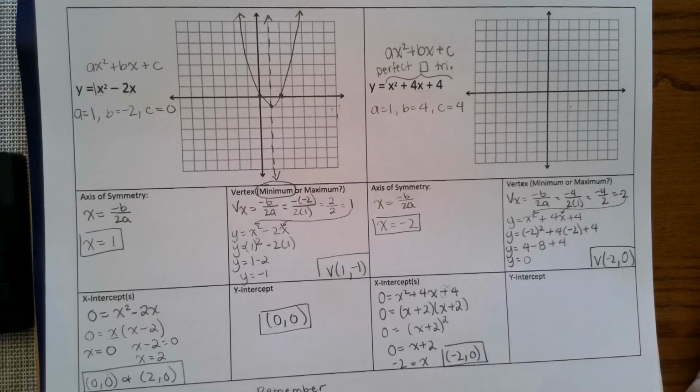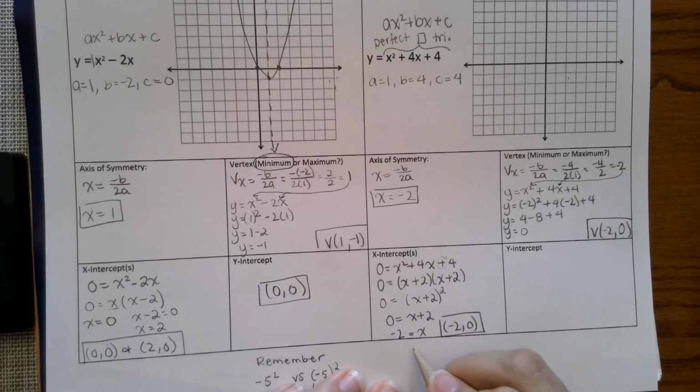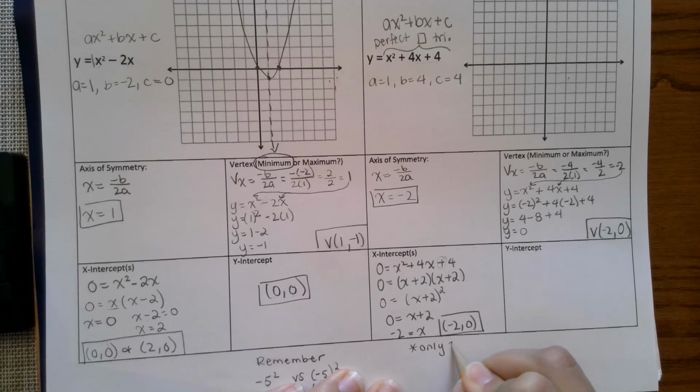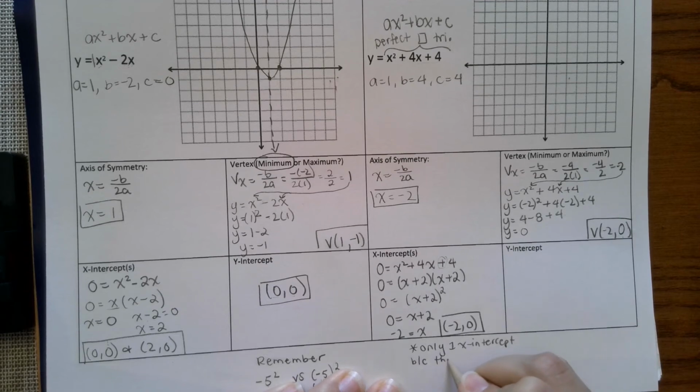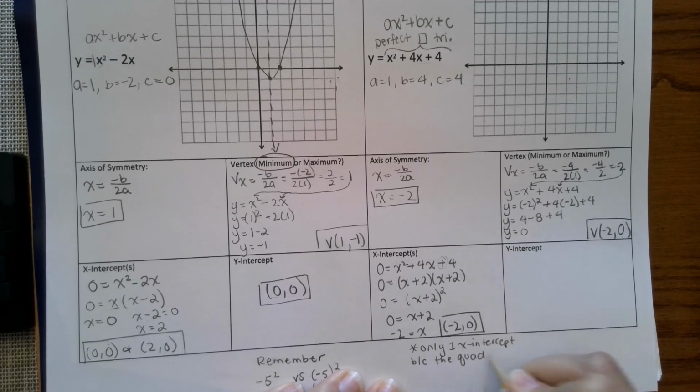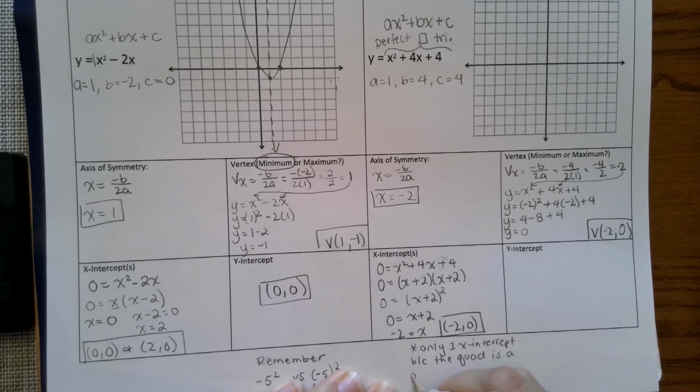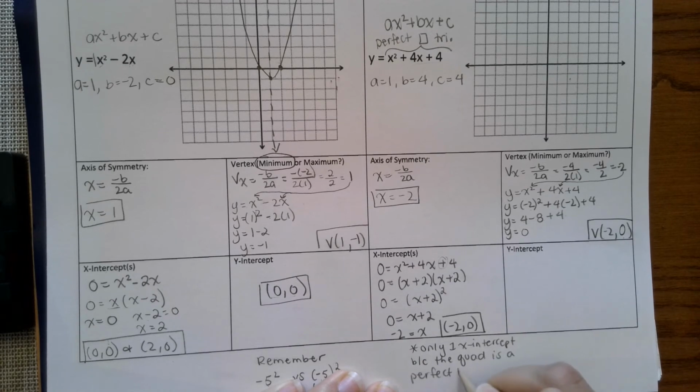Again, we're only getting one x-intercept, and I'll even write that here. Only one x-intercept because the quadratic is a perfect square trinomial.